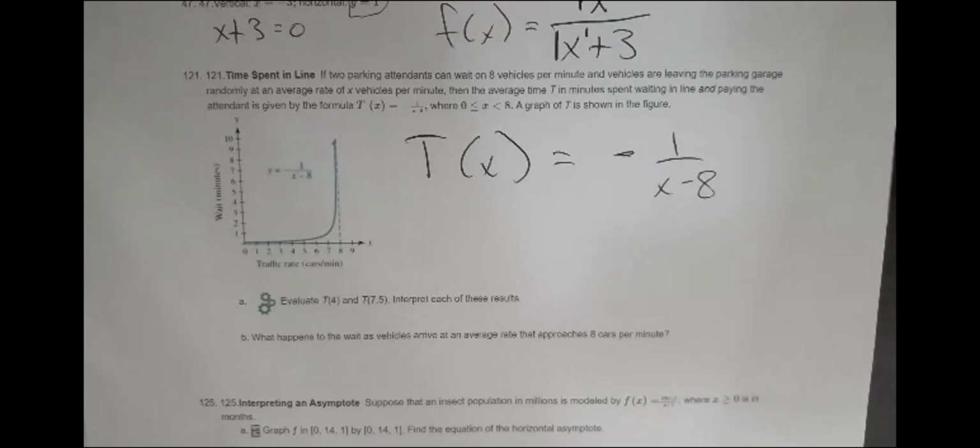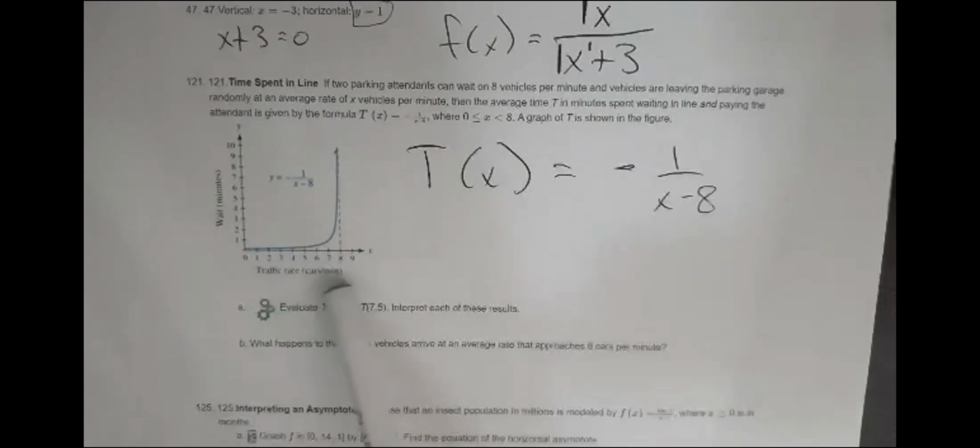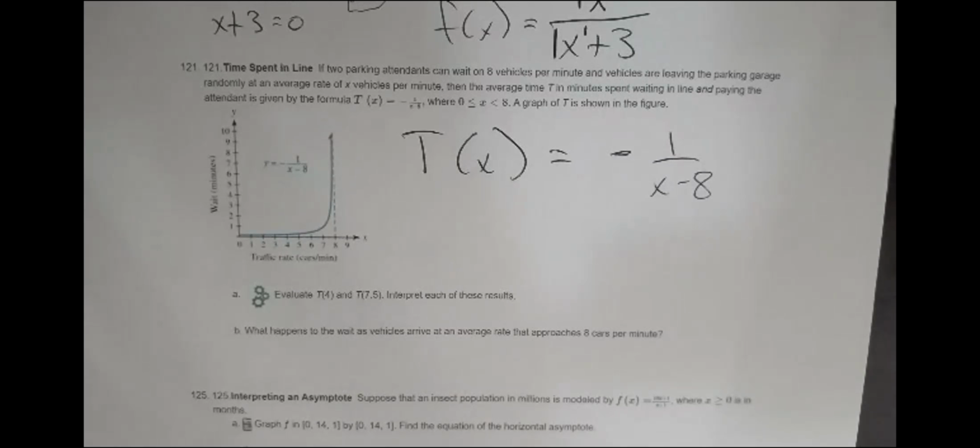You might notice they do a little bit of bounding with their domain there between 0 and 8. So we can't talk about anything less than 0 cars per minute. So x is my traffic rate in cars per minute, and then T is going to be my wait time. They ask us to evaluate T of 4 and T of 7.5.